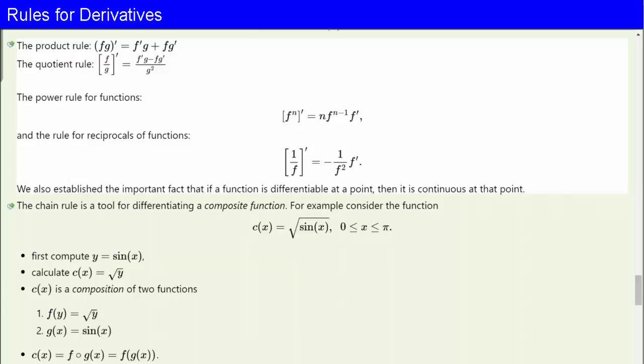And we've developed some consequences of these rules, namely the power rule for functions, that the derivative of f to the nth power is n f to the n minus 1 power times f prime, and the rule for reciprocals of functions, the derivative of 1 over f is minus f prime over f squared. We also established the important fact that if a function is differentiable at a point, then it is continuous at that point.